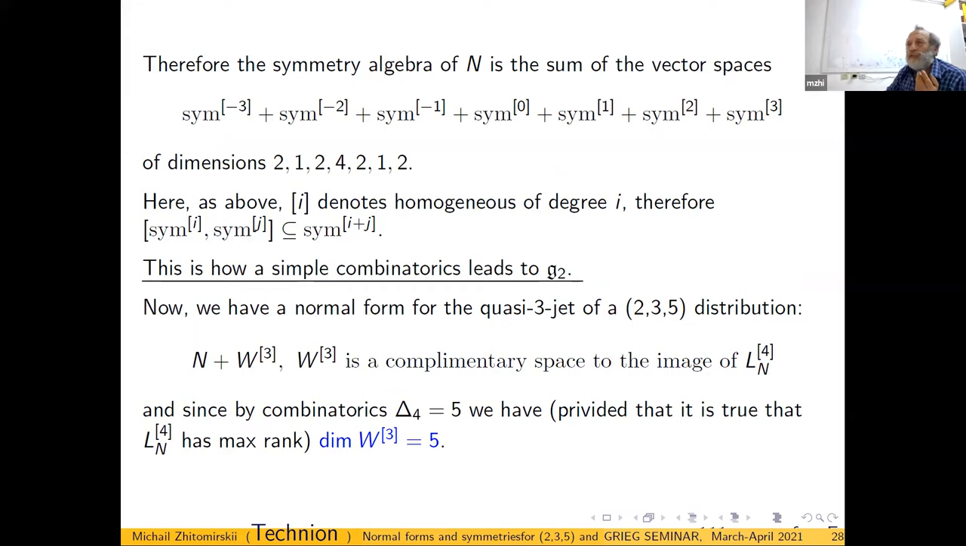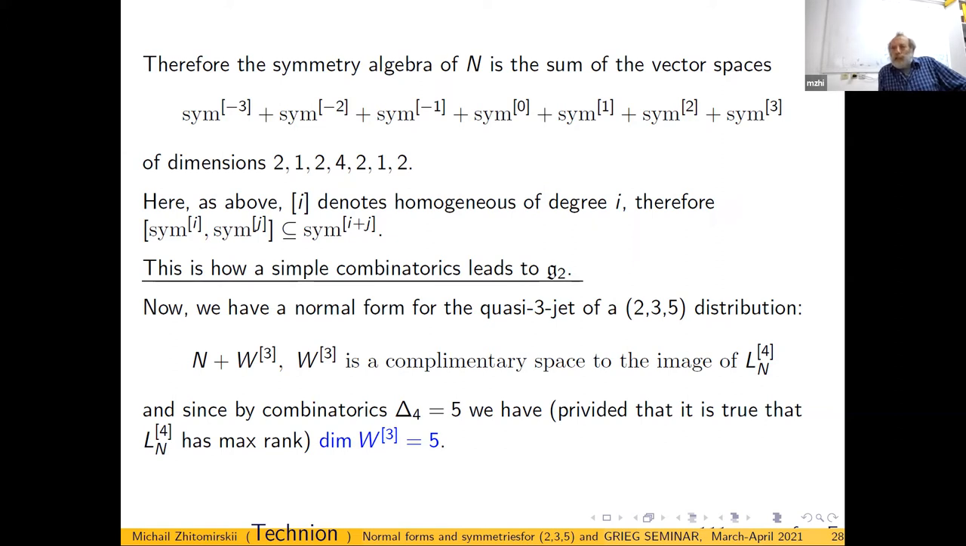So the symmetry algebra of the symbol can be decomposed according to this combinatorics in this way, which you know very well from Tanaka. The dimensions of these are 2, 1, 2, then 0, 4, and again 2, 1, 2. Since the index is the degree of quasi homogeneity, we have this relation: the bracket of something of quasi homogeneity degrees i and j gives you something quasi homogeneous of degree i plus j. Of course, it is G2, but I, for example, got it without even knowing what G2 is. So even without knowing G2, this is how simple combinatorics leads to the 14-dimensional algebra G2.